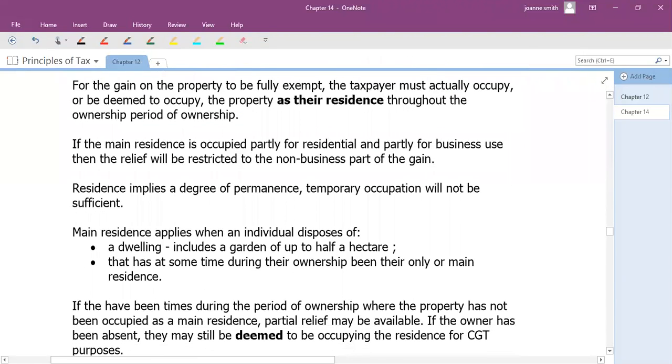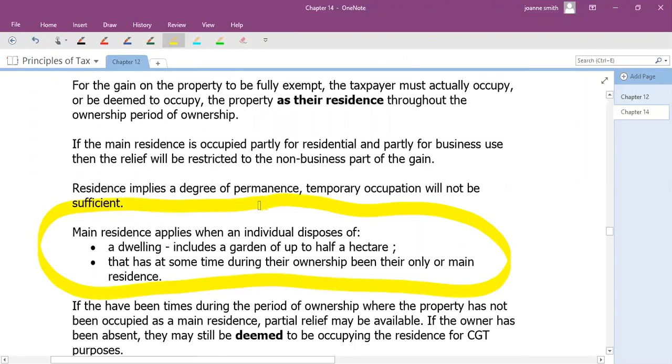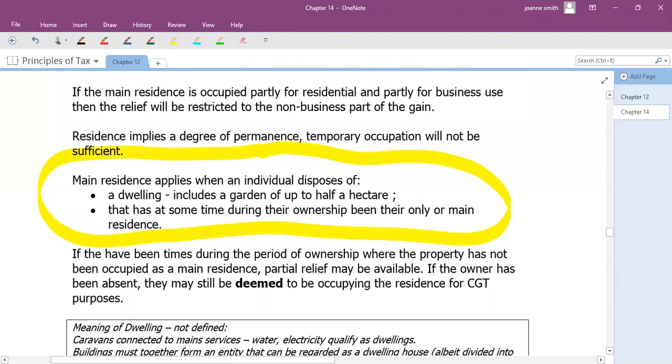So what is your main residence? Well, we've got a definition here, but basically it's your house and the land, the gardens that are surrounding the house. And what we have to do is look at this main residence and consider what is our actual occupation and what is our deemed occupation. And that's what we're going to look at in this section of the chapter.